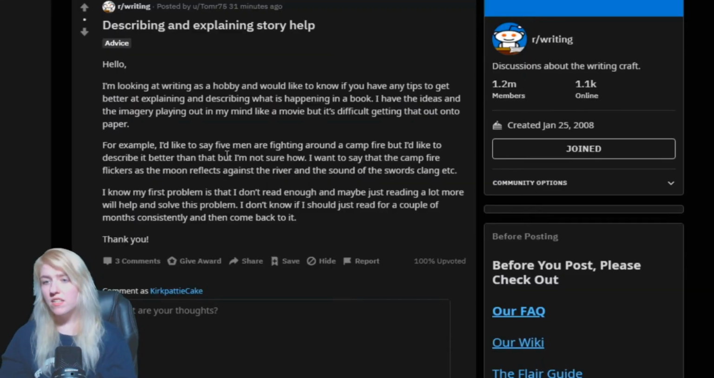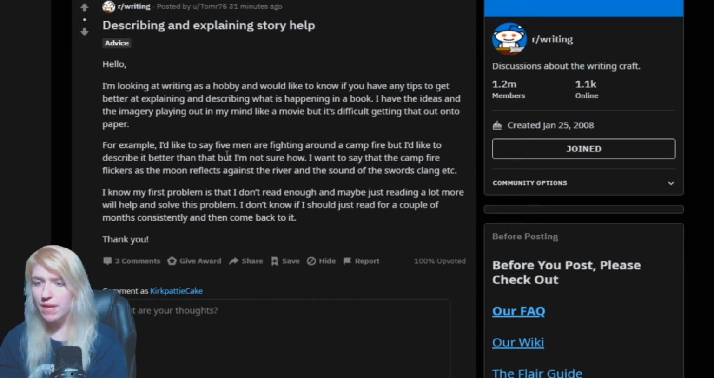Describing and explaining story help. Hello, I'm looking at writing as a hobby and would like to know if you have any tips to get better at explaining and describing what is happening in a book. I have the idea and the imagery playing out in my mind like a movie, but it is difficult getting that out onto paper. For example, I'd like to say five men are fighting around a campfire, but I'd like to describe it better than that, but I'm not sure how. I want to say the campfire flickers as the moon reflects against the river and the sound of the sword clanging, etc.